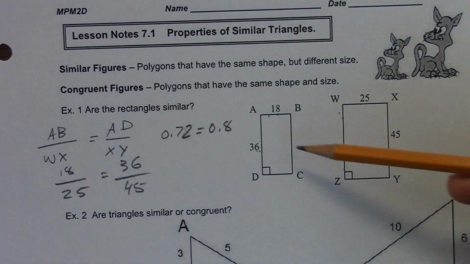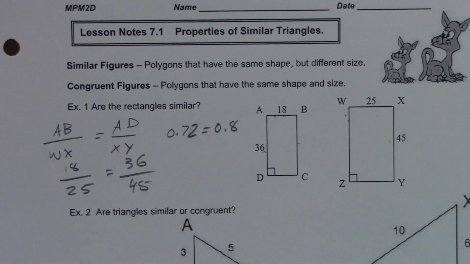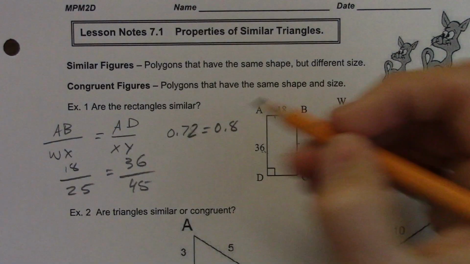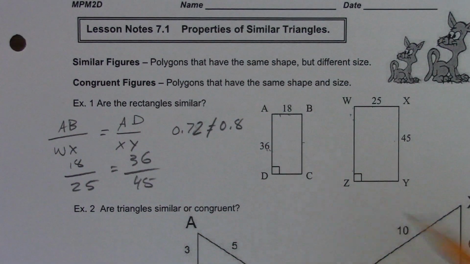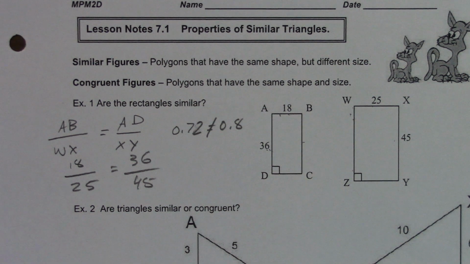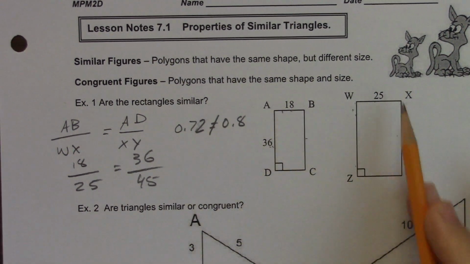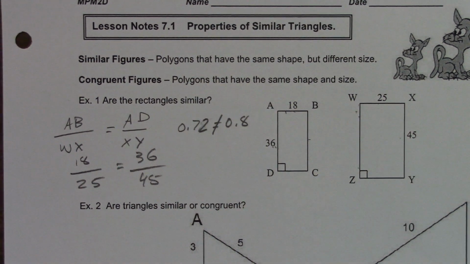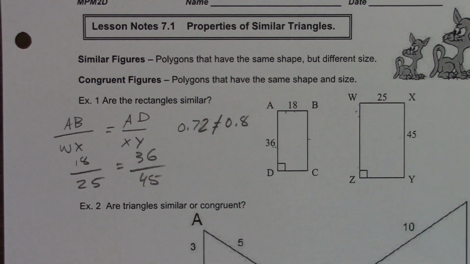So even though they look similar, are they similar? They are not similar because the ratio of the sides are not the same. In other words, the scale factor is not consistent. So it's not being scaled up precisely. There's no one number that I can multiply both of these by to get these two numbers. Okay? The ratio is not the same.